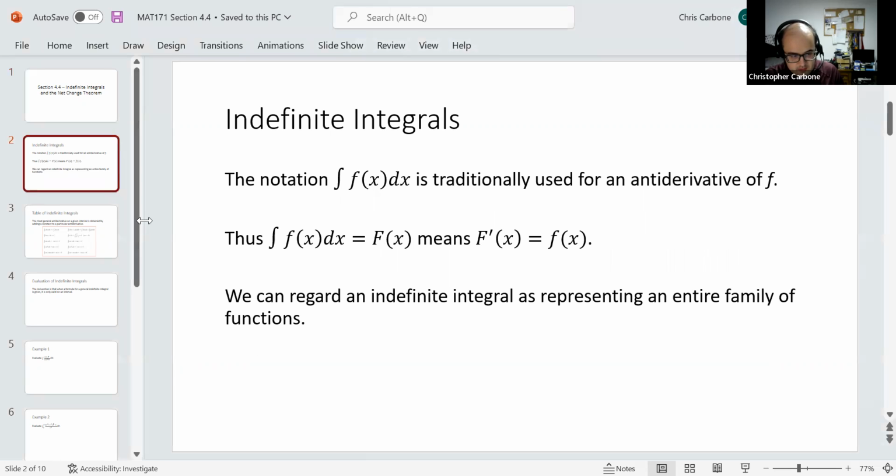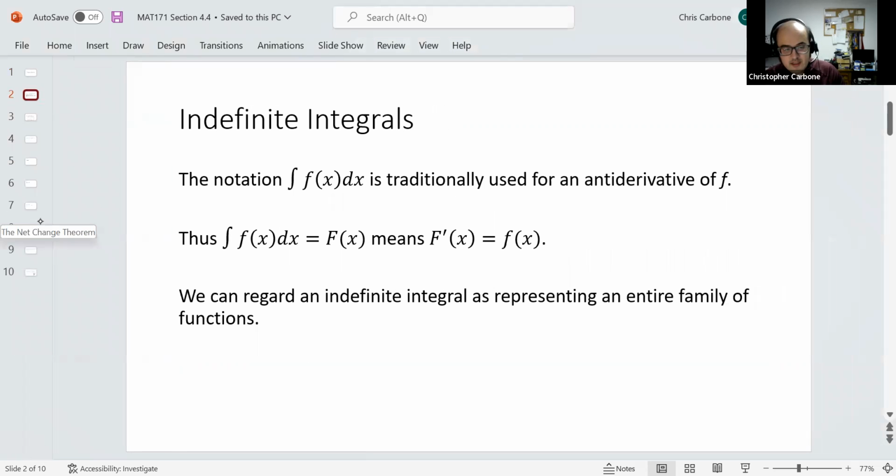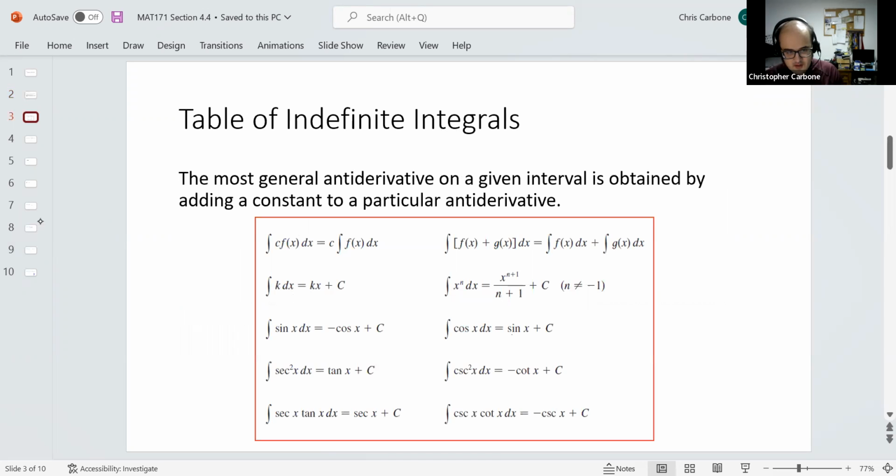So, indefinite integrals. This is where the notation, the integral of f of x dx, is traditionally used for an antiderivative of f. Thus, the integral of f of x dx is equal to capital F of x means that capital F prime of x is equal to lowercase f of x. So we can regard an indefinite integral as representing an entire family of functions. And so the most general antiderivative on a given interval is obtained by adding a constant to a particular antiderivative.